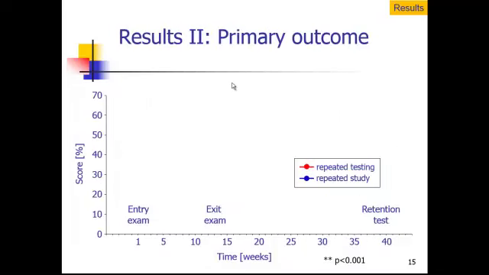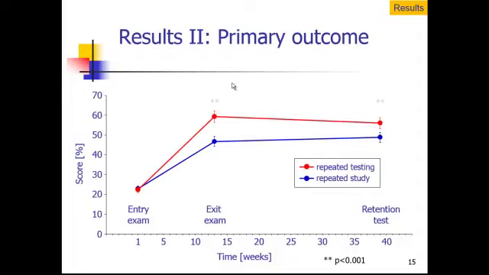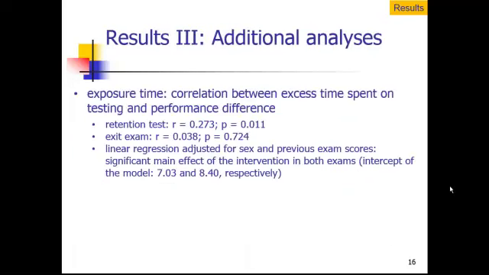Let's take a look at the primary outcome now. As expected, repeated testing resulted in superior performance in the exit exam as well as the retention test. The difference in student performance was significant at both time points. The unadjusted analysis revealed a significant correlation between excess time spent being tested and performance in the retention test. However, the adjusted linear regression revealed that when controlling for exposure time, there was still a significant effect of the main intervention on student performance in both the exit exam and the retention test.